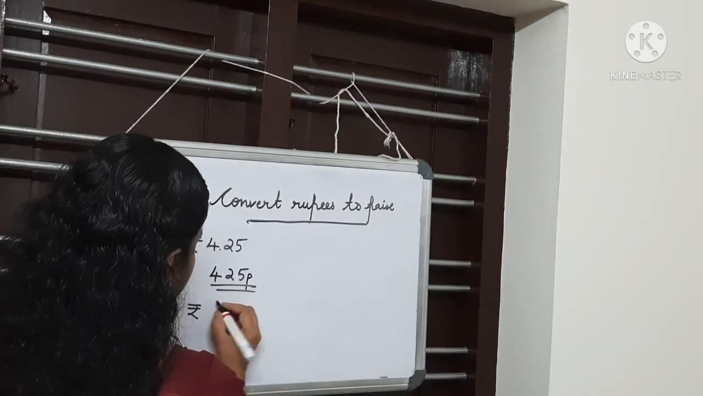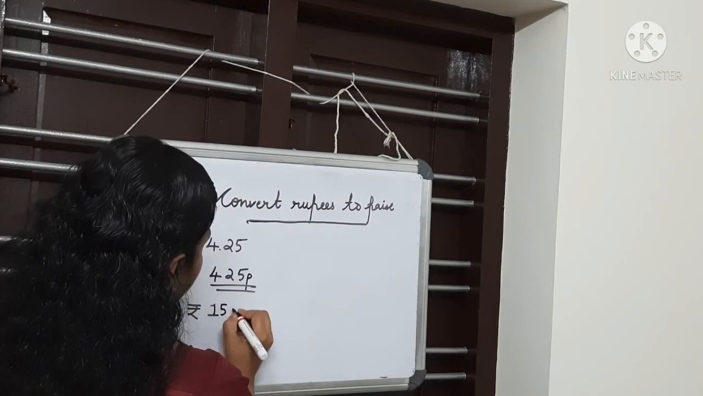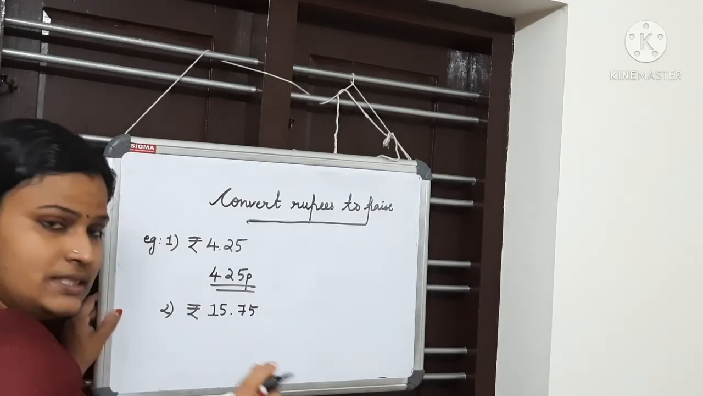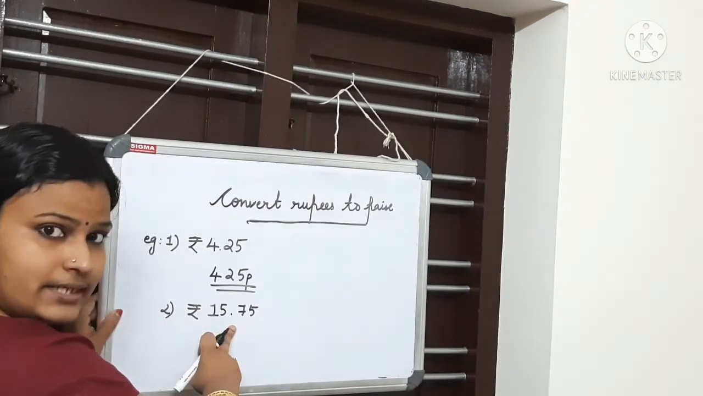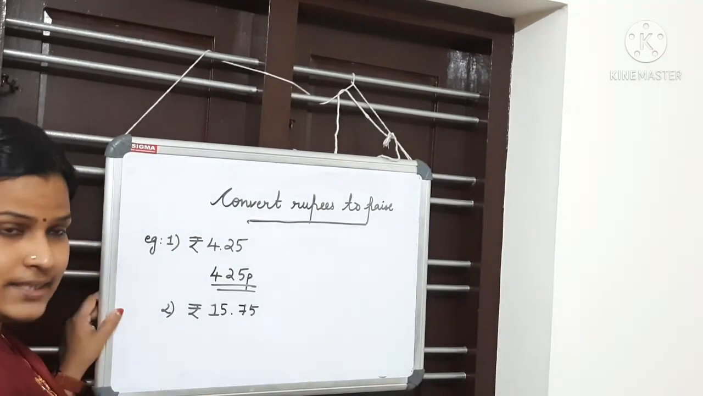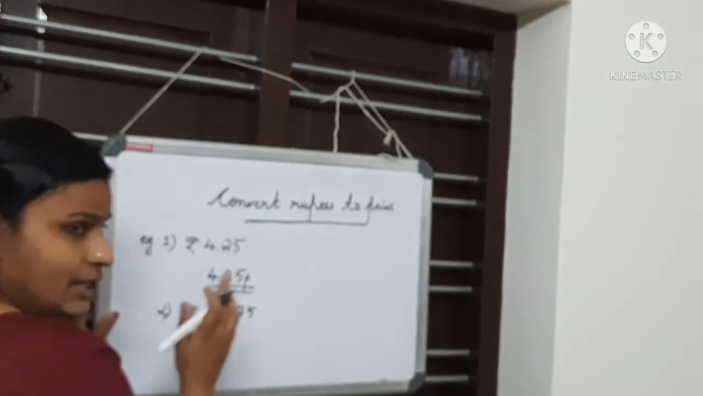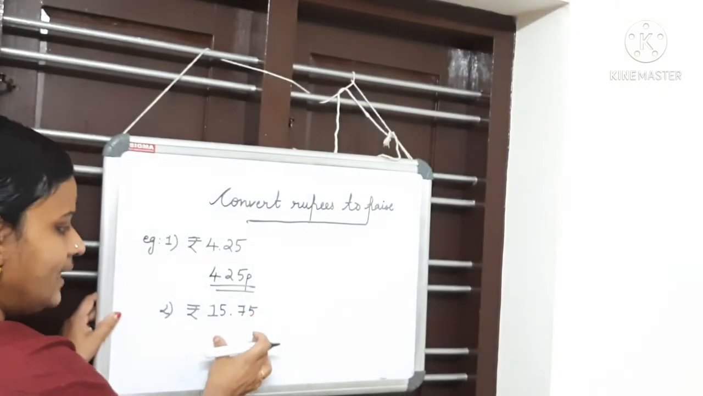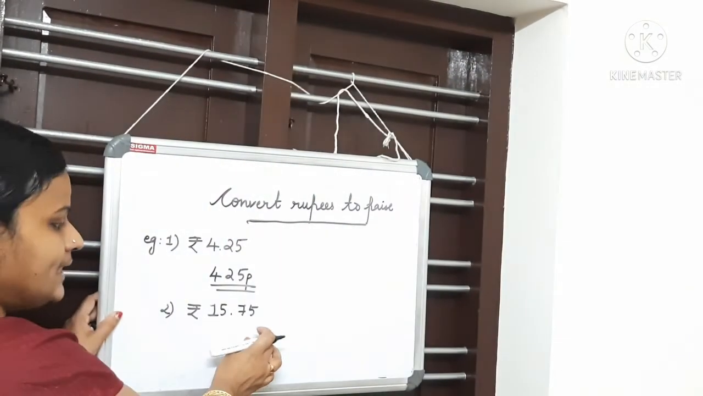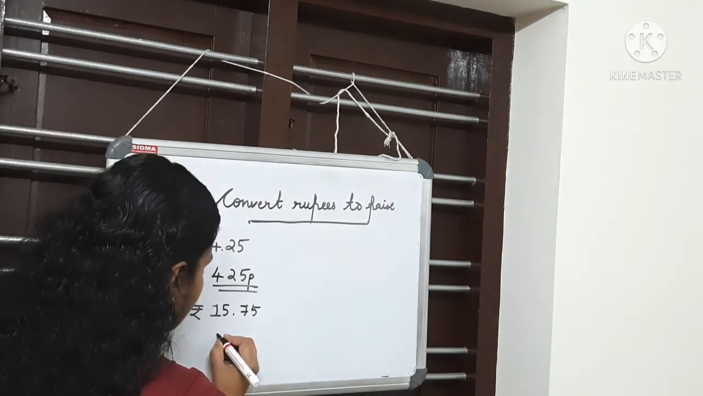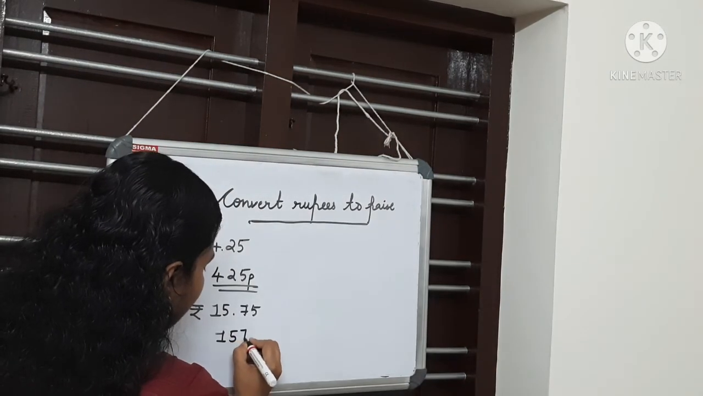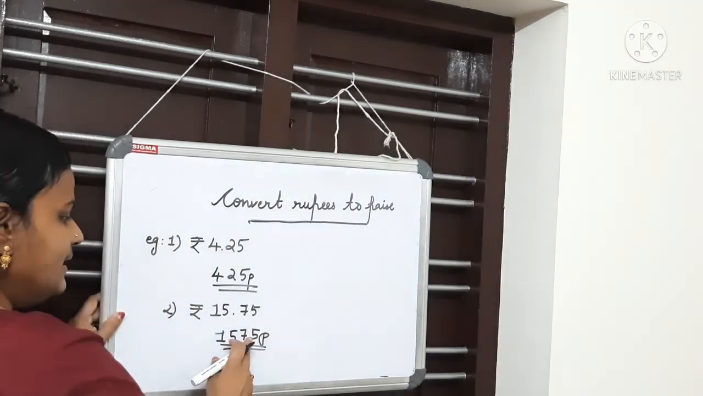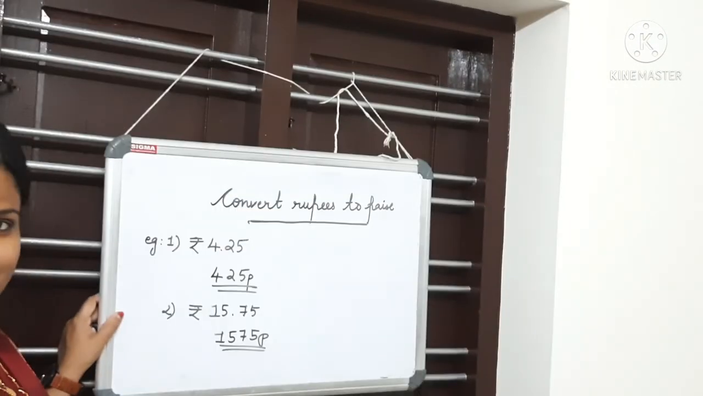Suppose your question is rupees 15.75. What will you do? Instead of multiplying it by 100, what is the easy trick? Yes, you have to remove the rupee symbol, you have to remove the decimal point and write the numbers as such and write P at the end. So the answer is 1575 paise. Very easy, right?